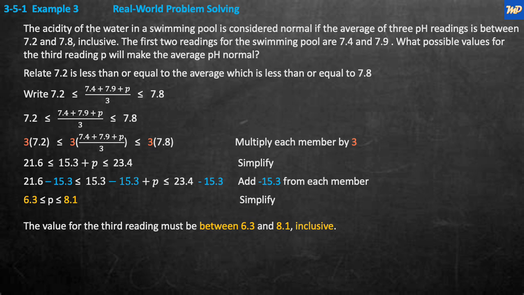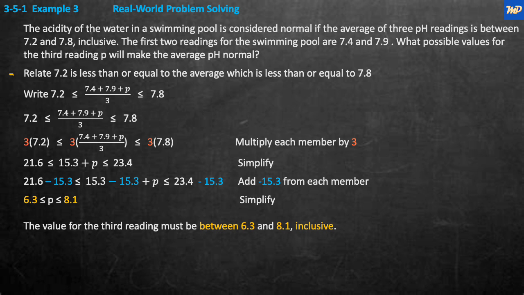So the first thing we're going to do is relate the problem in words to a more explained problem, where it says relate right here. So we're going to tell it in words, which are equal to the mathematics. So relate 7.2 is less than or equal to the average, which is less than or equal to 7.8. That's the average of the 3 readings.